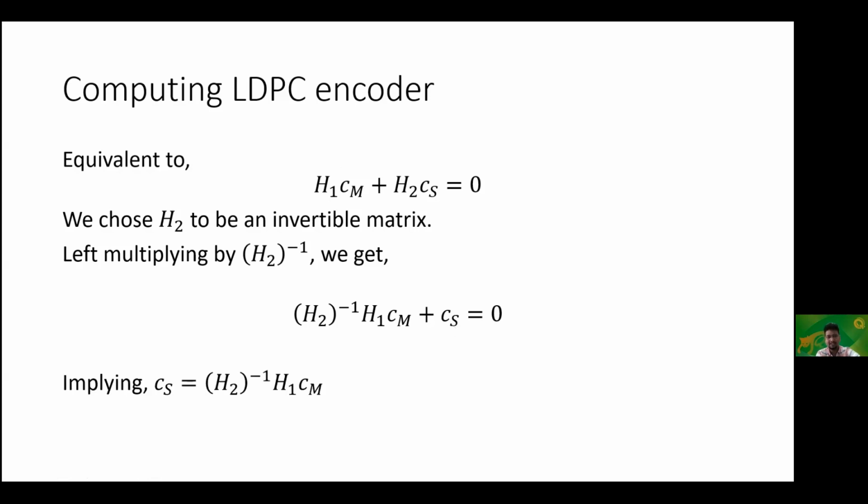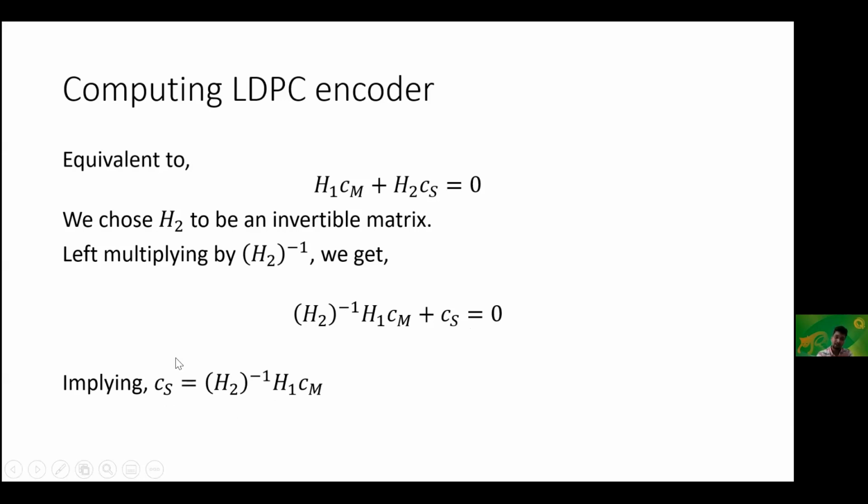Now, implying CS equal to A-to-H, you will see that I did not put a minus sign here because in Boolean algebra, you don't have minus. Minus 1 is equal to plus 1. And minus 0 is equal to plus 0. Similarly, minus 1 is equal to plus 1. Therefore, this CS is just this number.